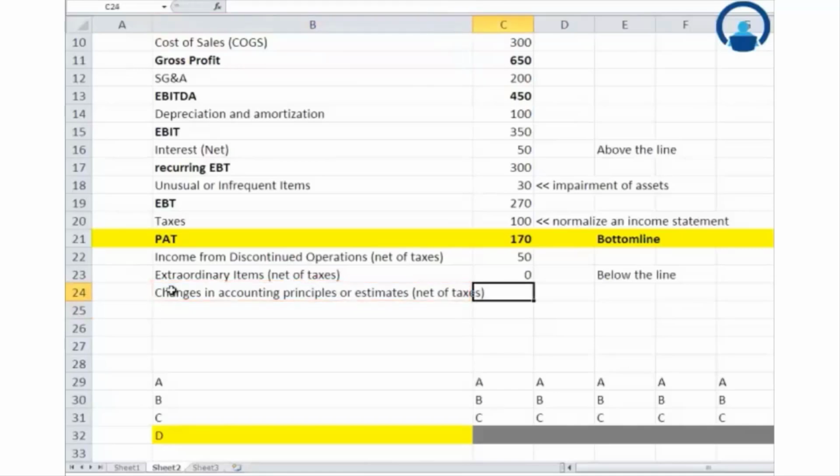So here the changes in accounting principles or estimates, which is written net of taxes, is considered below the line, and let me put some number here. 10 could be the number. So here we have seen this is a positive change.